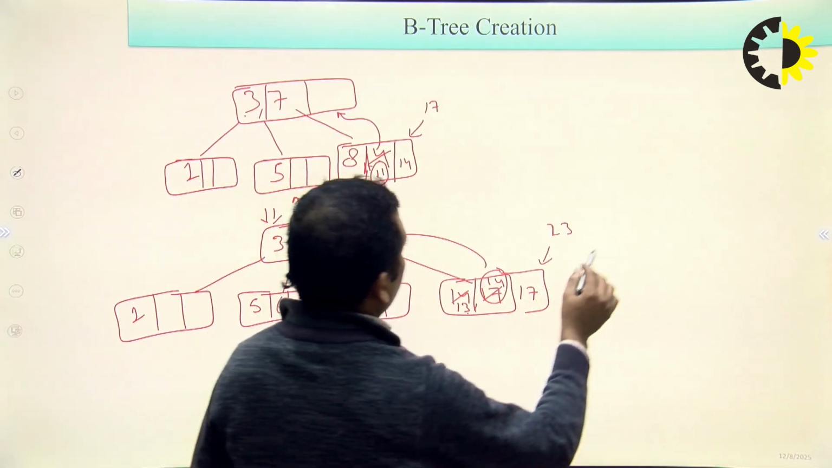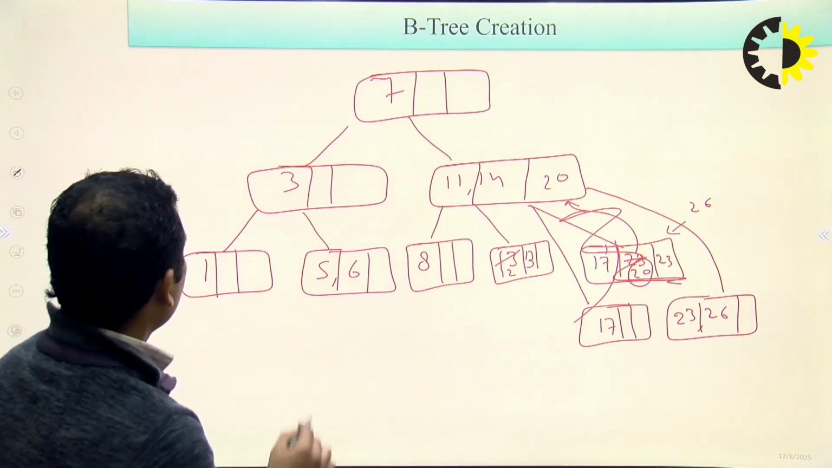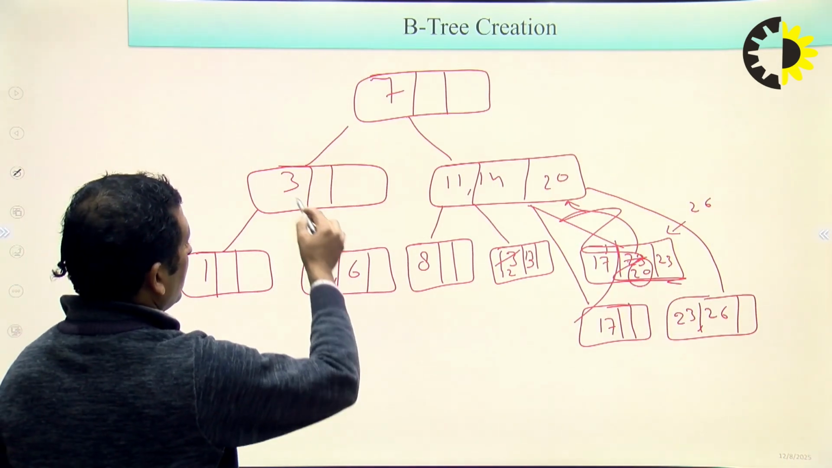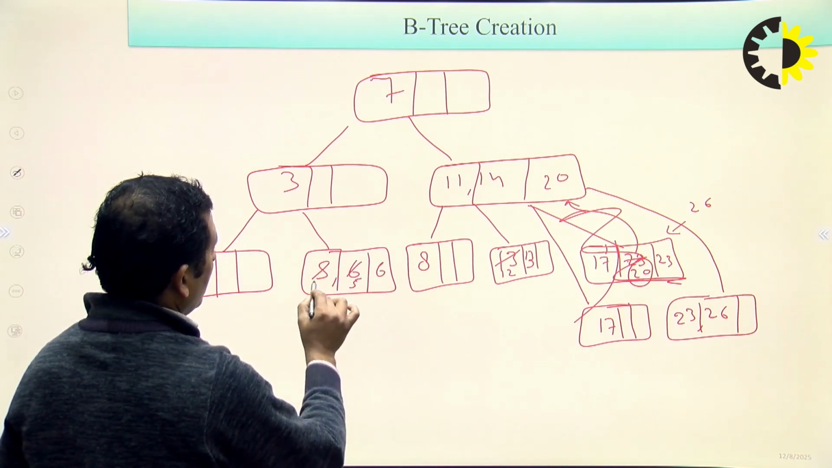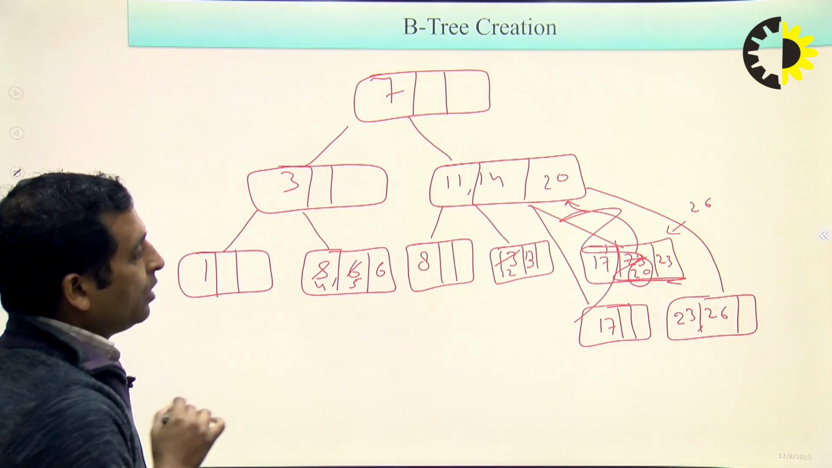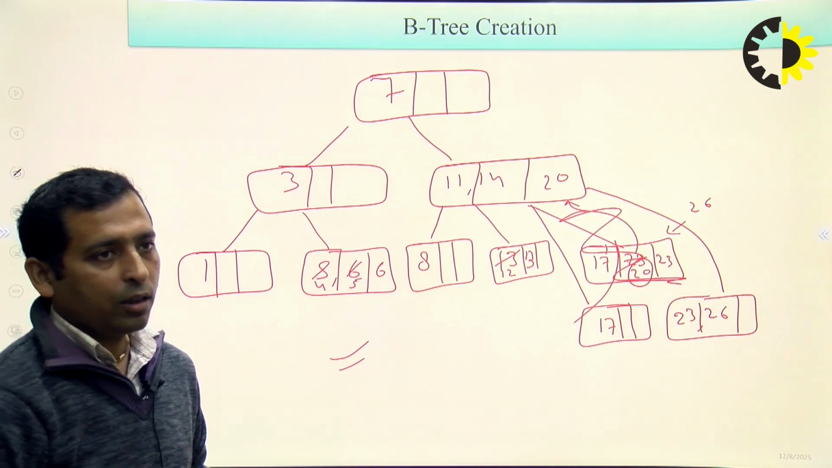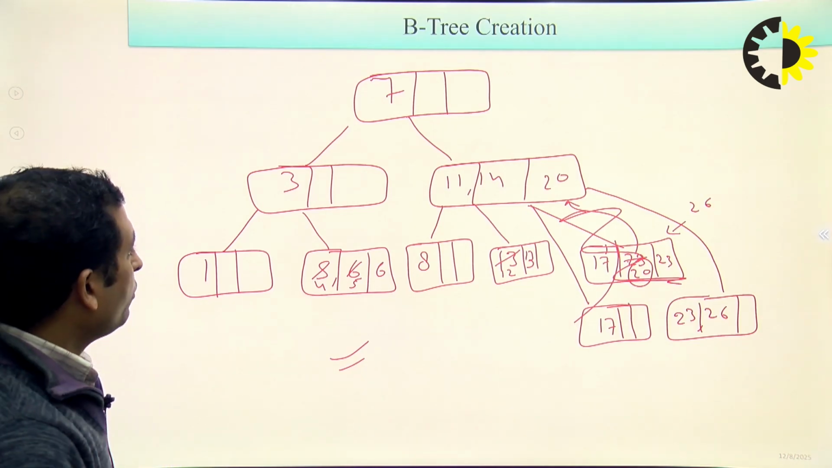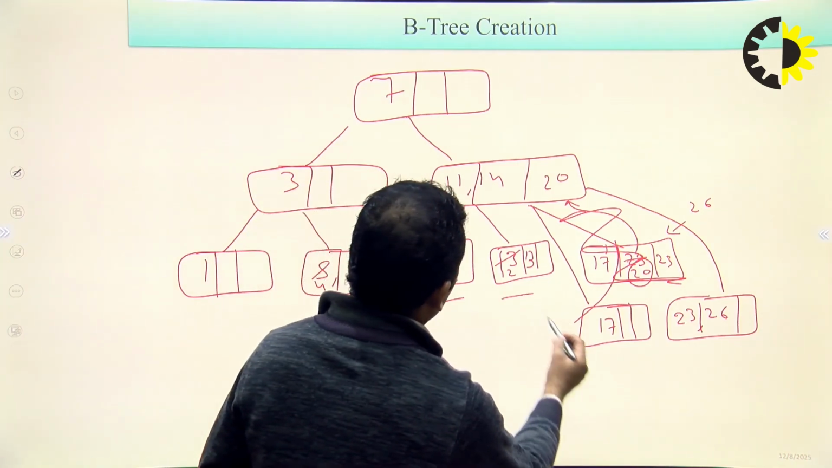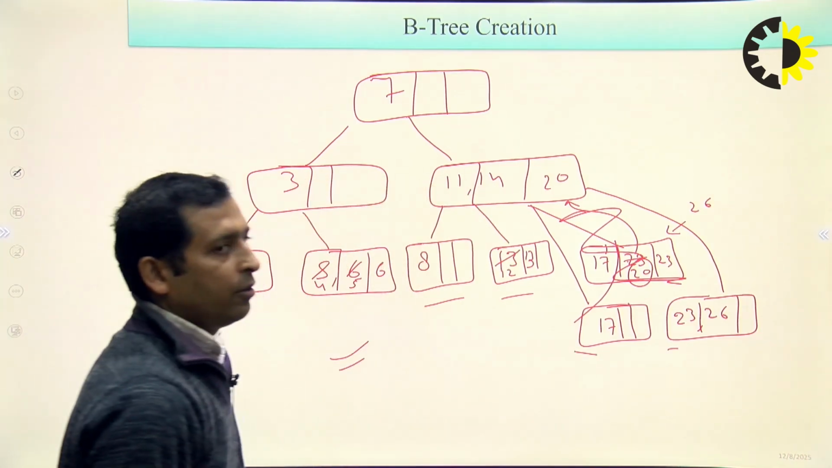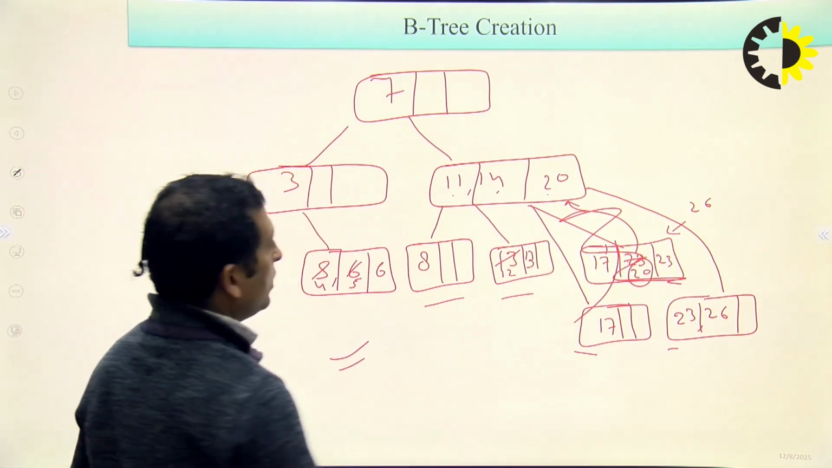Next key is 4. So where to place 4? Less than this one, greater than this one. So place here, shift, there is room. So shift and arrange in sorted order 4, 6, 7. So now this is our final B tree of even order, that is 4. It means we can see here 1, 2, 3, 4, a maximum of 4 child nodes can be there, and a maximum of 3 keys a particular node can hold.